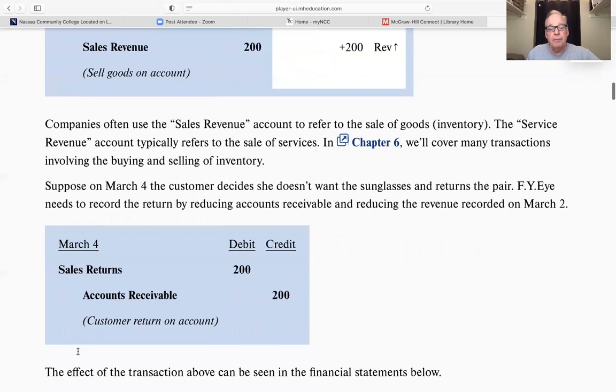Remember contra? Remember accumulated depreciation? Contra asset account, right? An asset account with a credit balance. So sales returns, a revenue account with a debit balance. Contra revenue account.